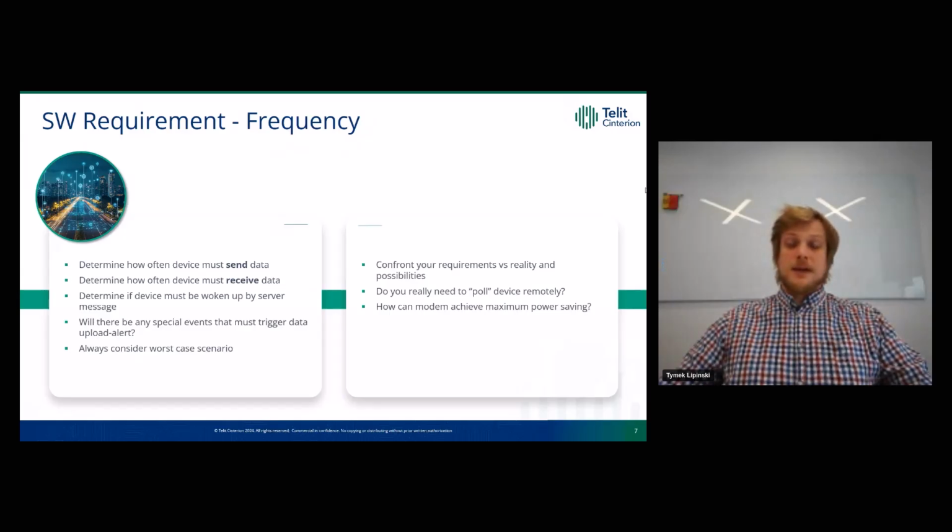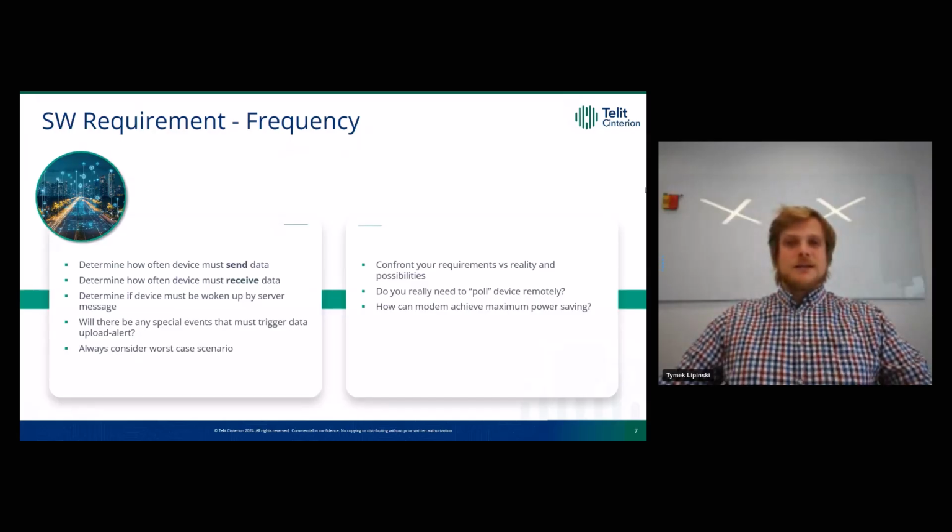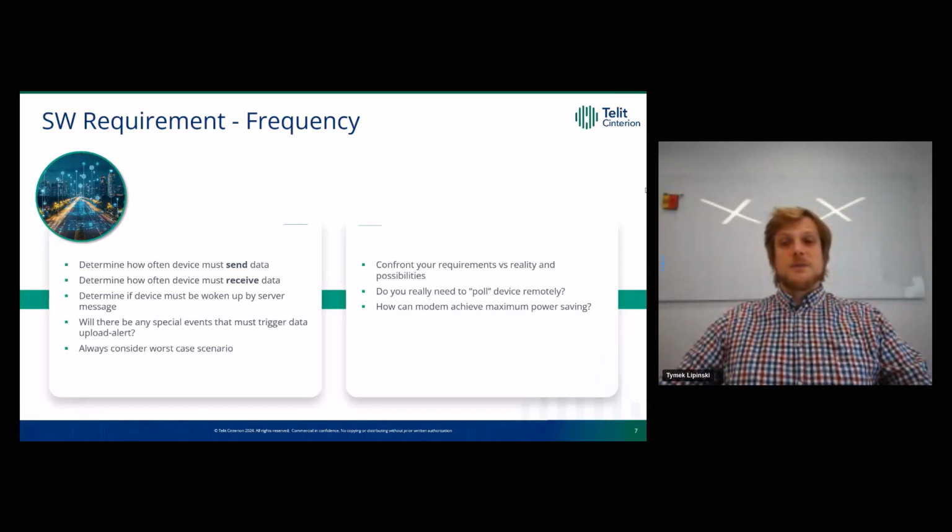Then we have to again confront requirements and reality, and of course what is possible to achieve and develop. We need to think, do we really need to poll the device remotely? And how can the modem achieve maximum power saving so that we get the best quality out of our battery?